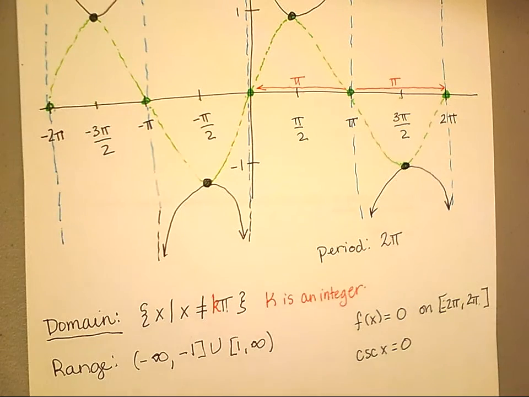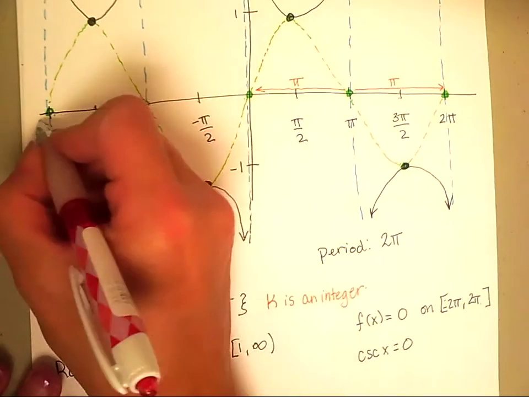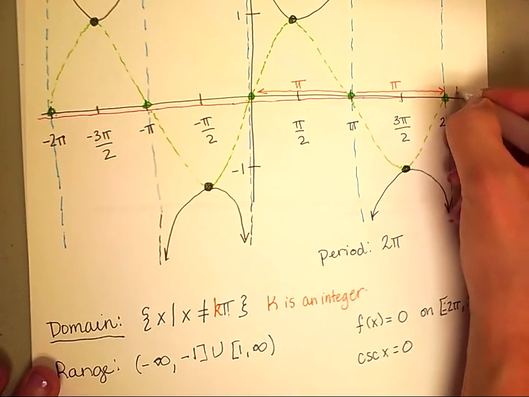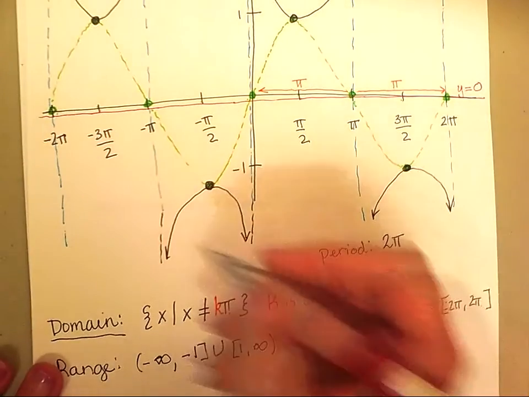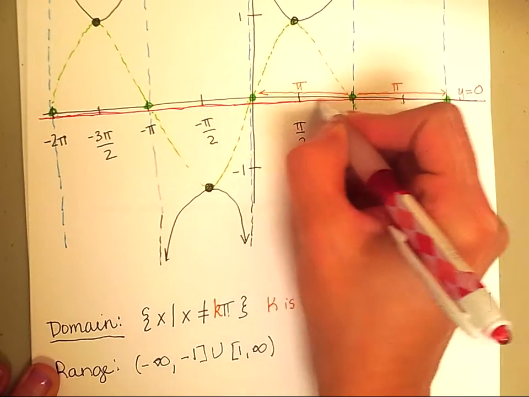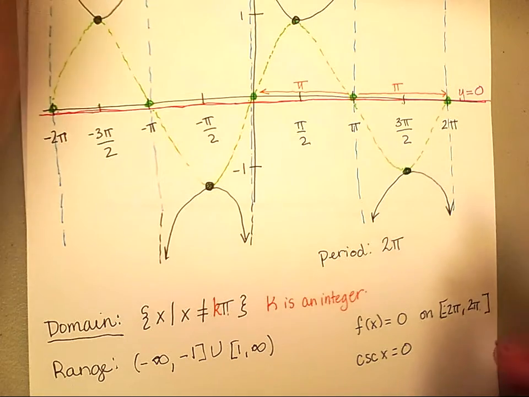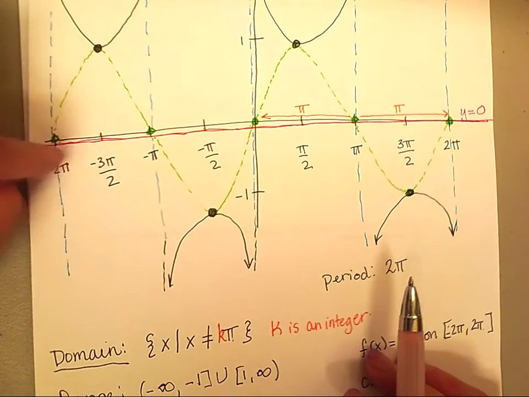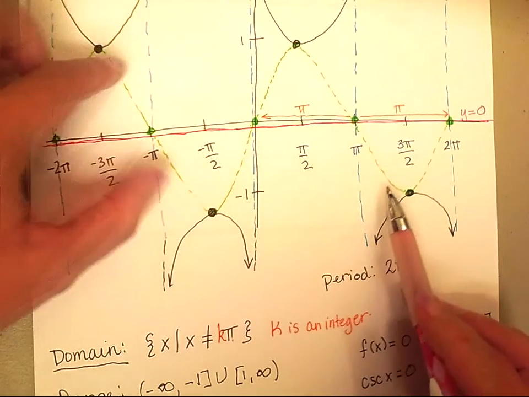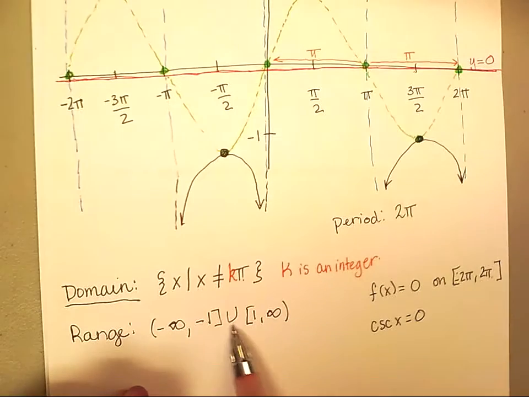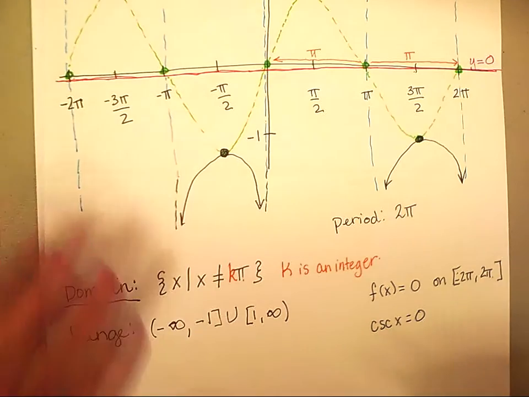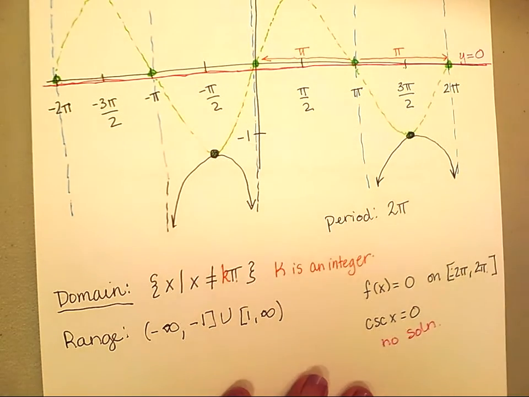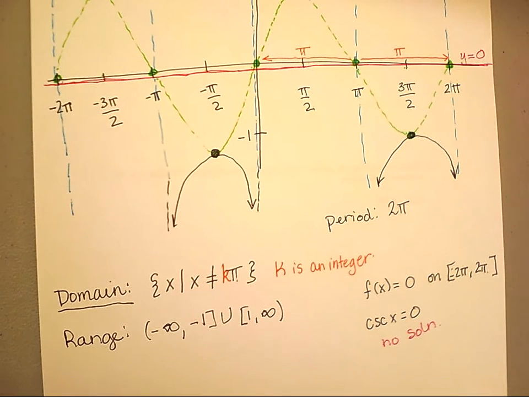Well, to do that, I can just look up here. So let me draw in the line y equals 0, and this is the line y equals 0. And now I'm going to look for any intersection points with the cosecant graph. Well, there are no intersection points with the cosecant graph. This line is specifically on the interval where the graph doesn't exist. You can see 0 is not included in the range. So this is no solution. The cosecant will never equal 0.